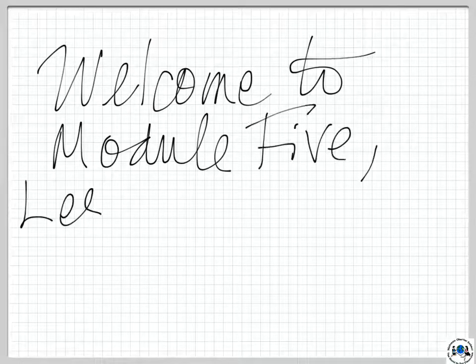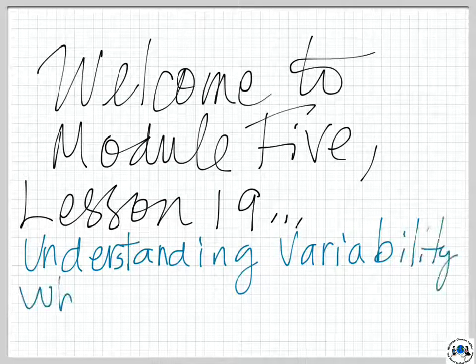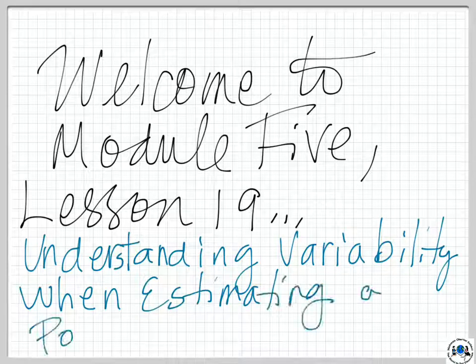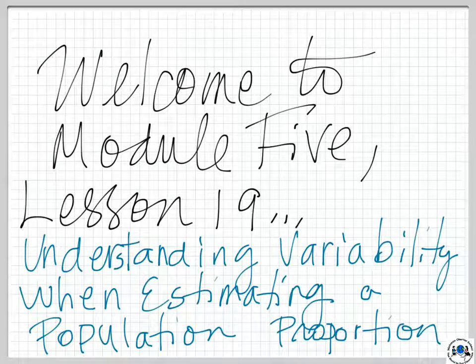Welcome to Module 5, Lesson 19, Understanding Variability when Estimating a Population Proportion. That idea, that concept of proportion, is going to be very, very important. The work we do in this lesson will look very familiar to you. It's nice to approach something as new and maybe in a different way.